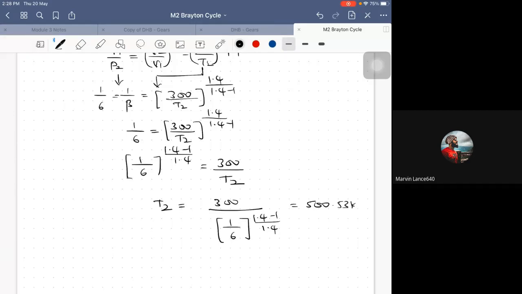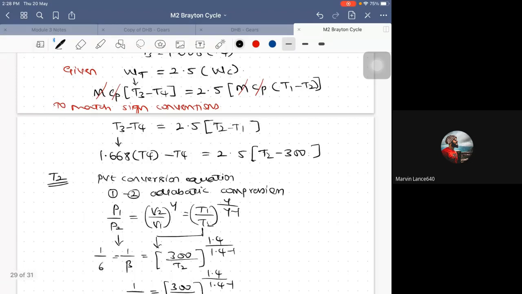So it is 500.2353 Kelvin. Matching the sign conventions on both the sides.